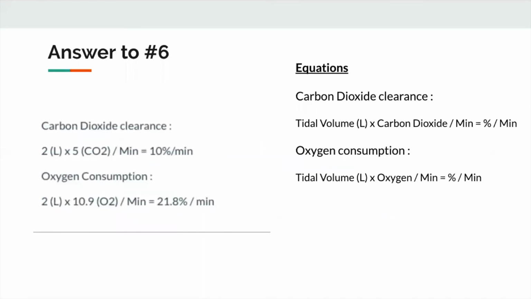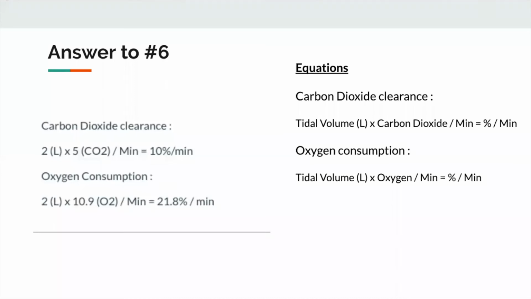The answer to number 6: for the carbon dioxide clearance, I will first read the equations. The equation for carbon dioxide clearance is tidal volume in liters times the carbon dioxide per minute equals the percentage per minute. The oxygen consumption is tidal volume in liters times oxygen per minute equals percentage per minute.